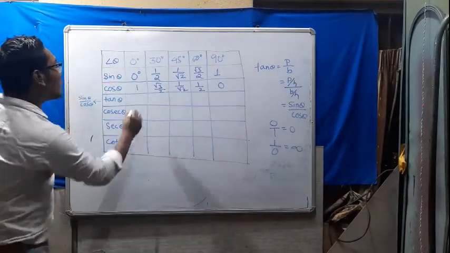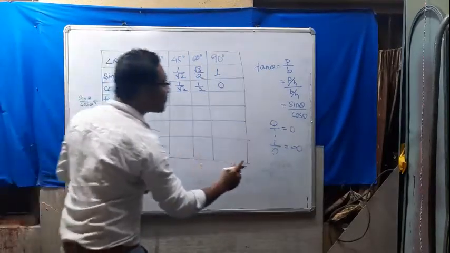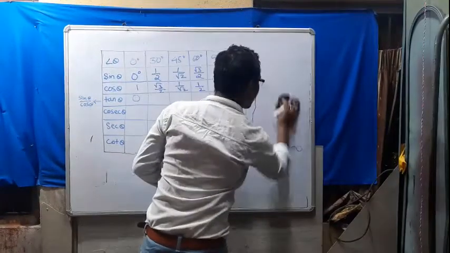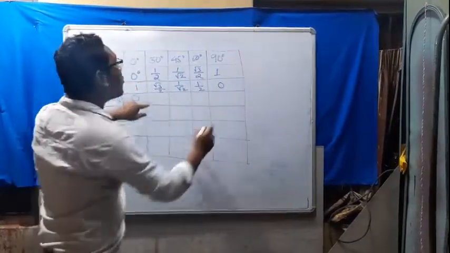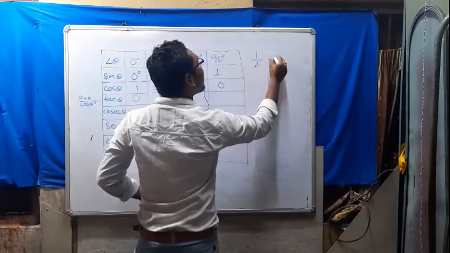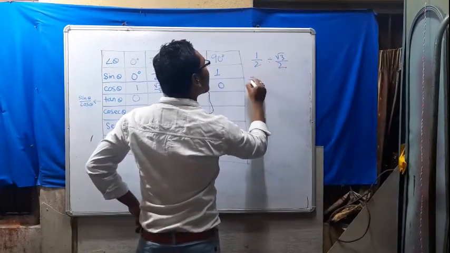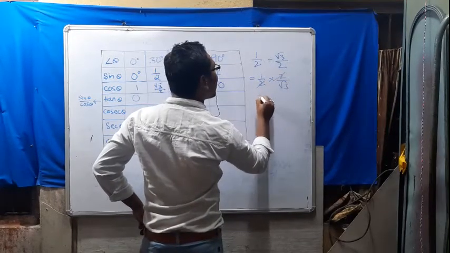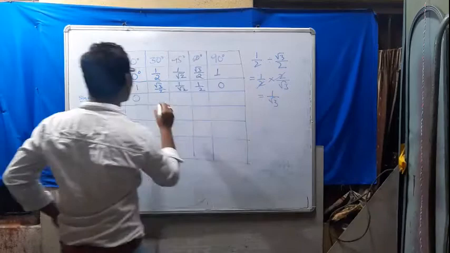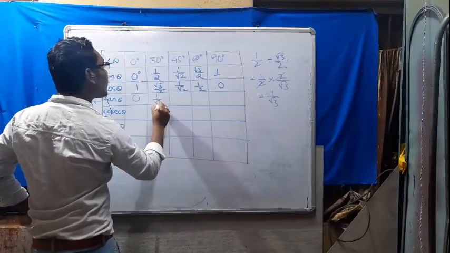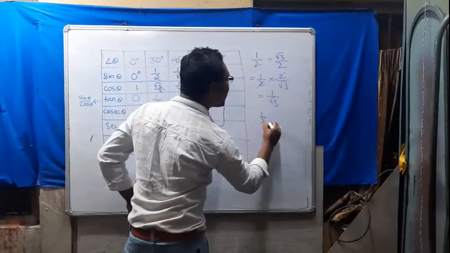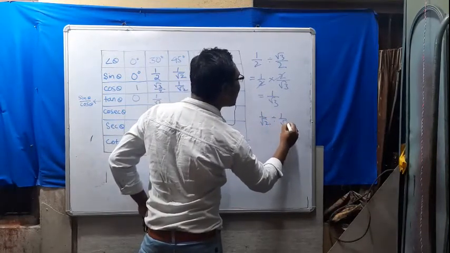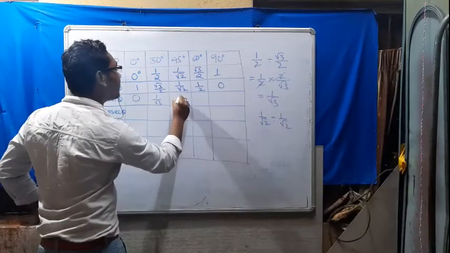So 0 by 1 is 0, then 1 by 2 divided by root 3 by 2. So it becomes 1 by 2 into 2 by root 3. So 2 cancels, it will become 1 by root 3. Next is 1 by root 2 divided by 1 by root 2. Same number divided by same number gives you 1.